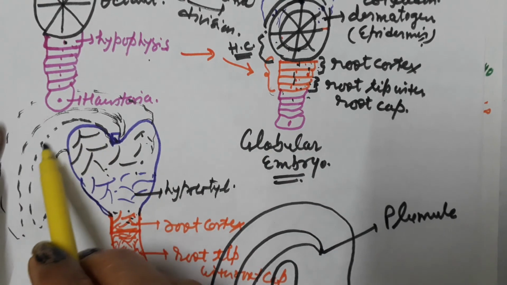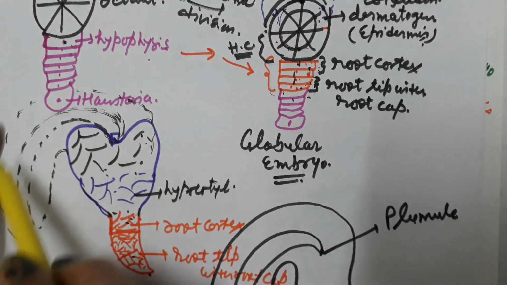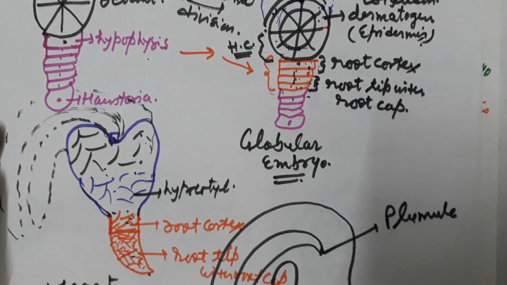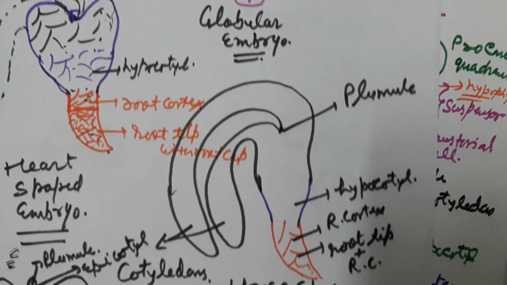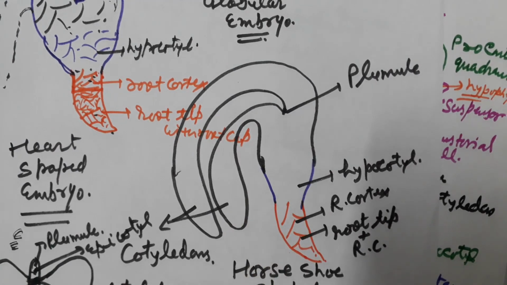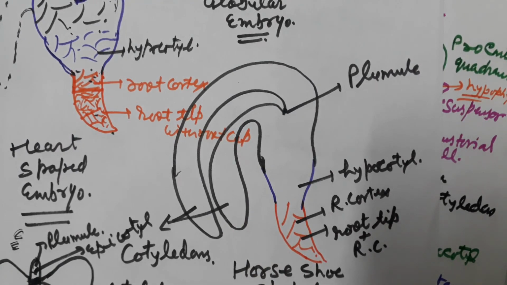Further growth of the cotyledon takes place on the lateral side because of the presence of limited space. This heart-shaped structure is converted into a horseshoe-shaped structure. So 3 shapes we observe during the development of the embryo. The first shape is the globular embryo, the second shape is heart shaped, and the third shape is the horseshoe-shaped embryo.